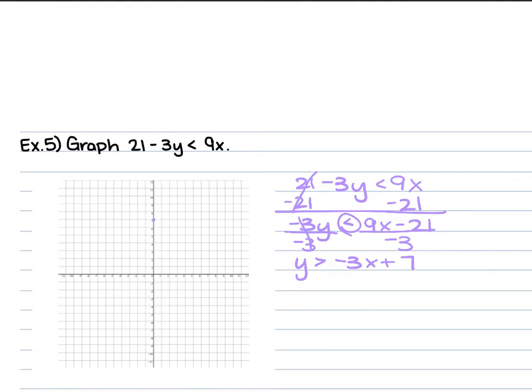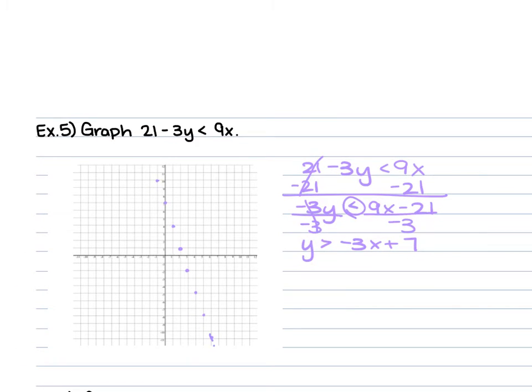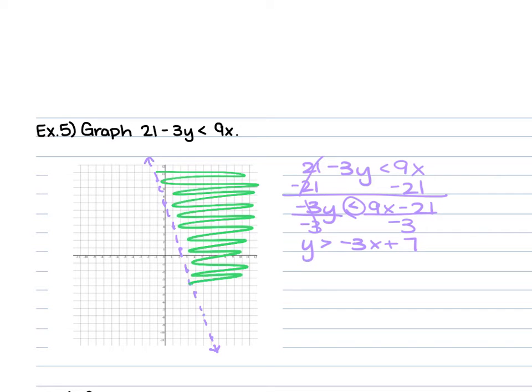So at 7, we would put our first point, then we're going to go down 3 to the right 1, down 3 to the right 1. We're also going to go up 3 to the left 1. So now with this, because it's not equal to, we're going to do a dotted or dashed line through these points. And then it's y is greater than, so we would shade above the line.